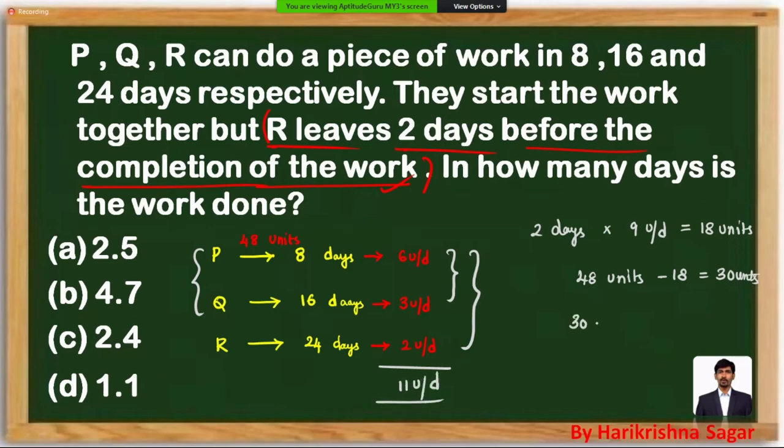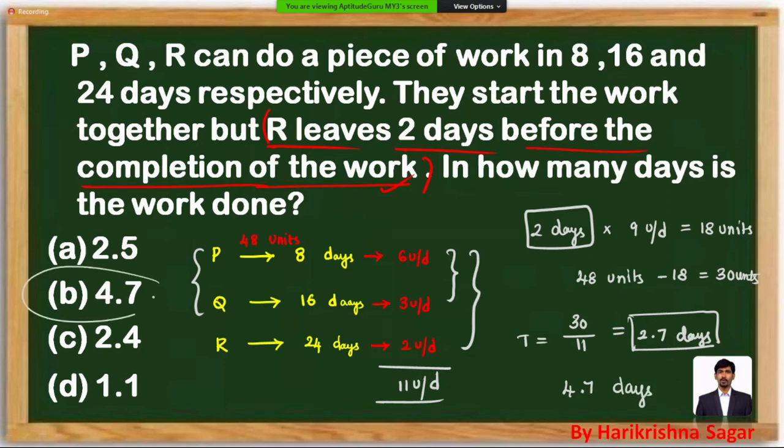To finish only 30 units of work, how much time is required? The time taken will be 30 units divided by 11, work divided by efficiency. 11 twos are 22. We are left with 8. 11 sevens are 77. So 2.7 something is the time taken by all the three. All the three worked for 2.7 days, but P and Q worked for 2 days. So the total time taken to finish the entire work will be 4.7 days. You can mark your answer choice as option B.